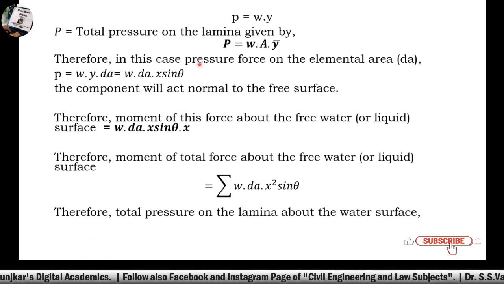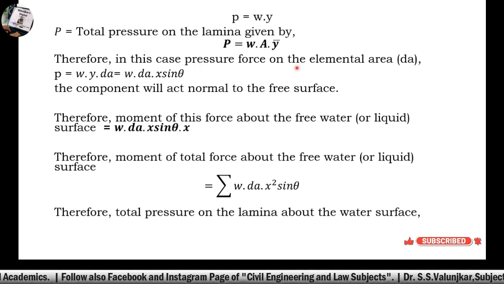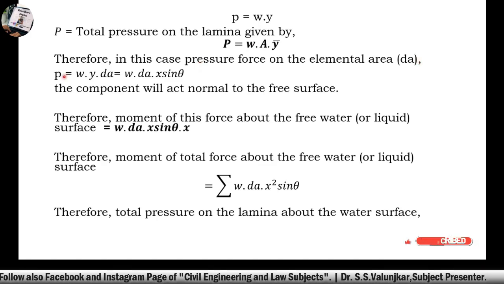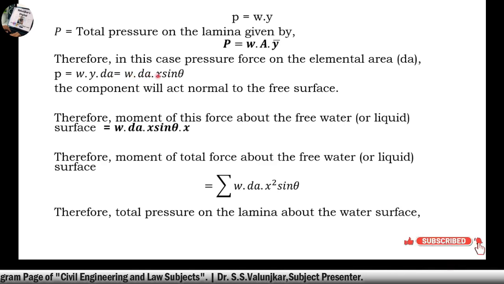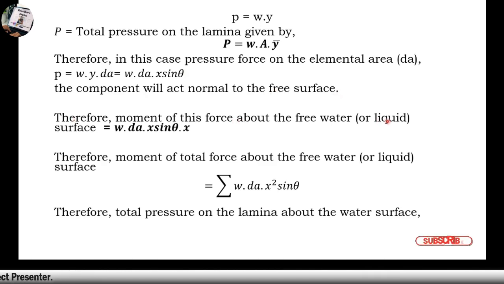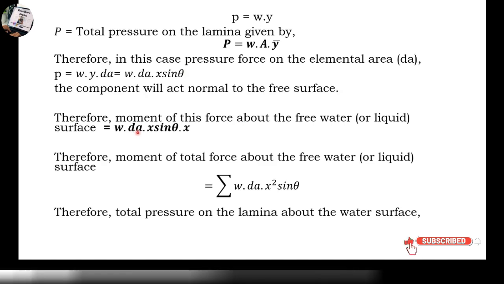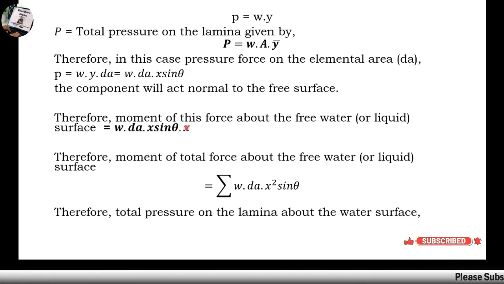Therefore, in this case, the pressure force on the elemental area dA is p dA, which is W Y dA, and Y is x sine theta. This component we take normal to the free water surface. Therefore, the moment of this force about the free water surface or the liquid surface is W dA x sine theta into x. That is force into distance, where this is the force and this is the distance.